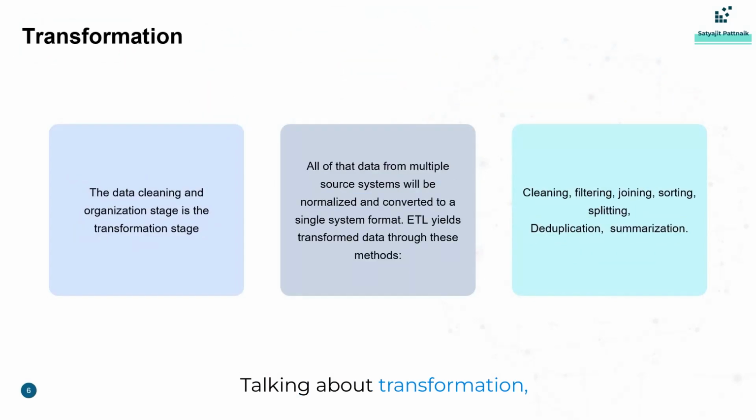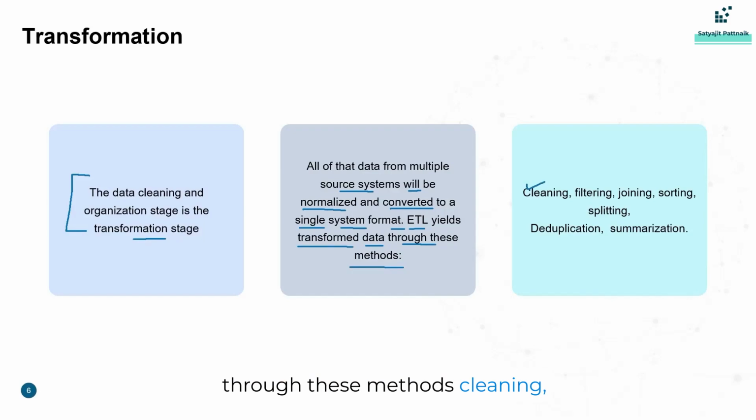Talking about transformation, I already explained everything in a nutshell, but the transformation step is simply the data cleansing part. The data cleaning and organization stage is the transformation stage. All of that data from multiple source systems will be normalized and converted into a single system format. ETL transforms data through these methods: cleaning, filtering, joining, sorting, splitting, deduplication, summarizing, and so on.